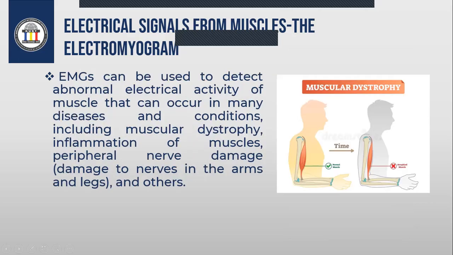EMG can be used to detect any abnormal activities that happen to the muscles. For example, we have some diseases including muscular dystrophy, inflammation of the muscles, and peripheral nerve damage, which is damage that happens to the nerves in the arms and the legs. These can all be diagnosed by using EMG.